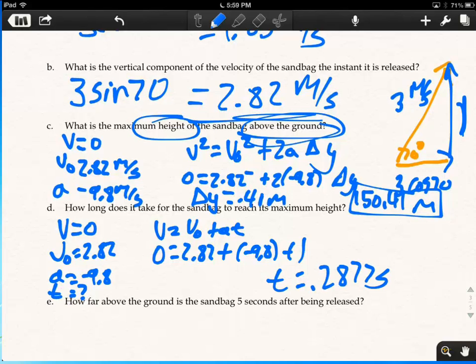0.2877 seconds. Okay. You could use the second equation and the quadratic and do all that, but golly, why?